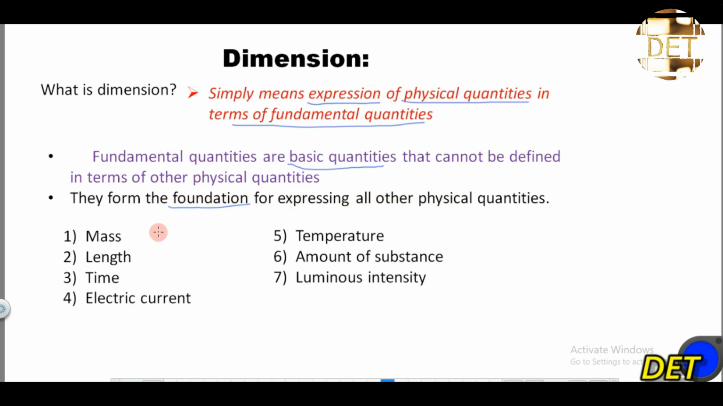So the basic fundamental quantities that we have in physics are mass, length, time, electric current, temperature, amount of substance, then luminous intensity. These are the seven basic fundamental quantities in physics, so you must take note of these seven.